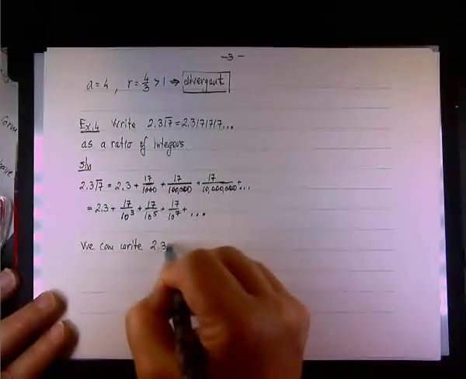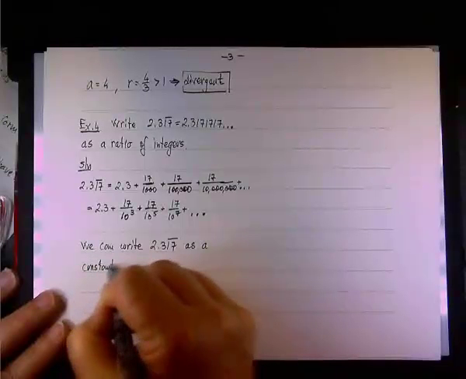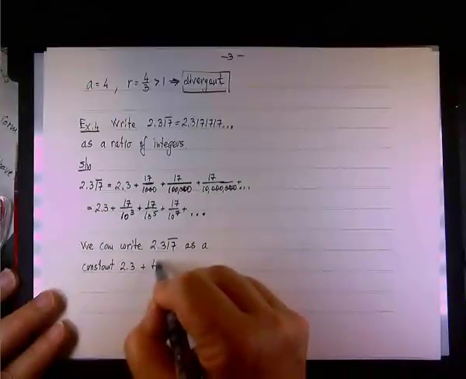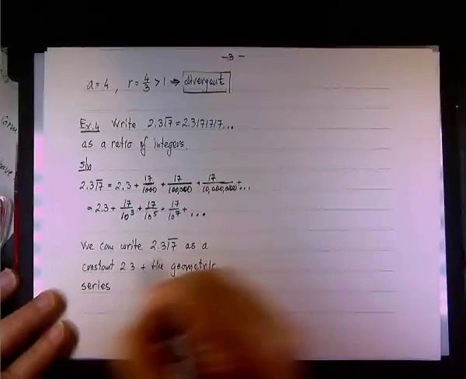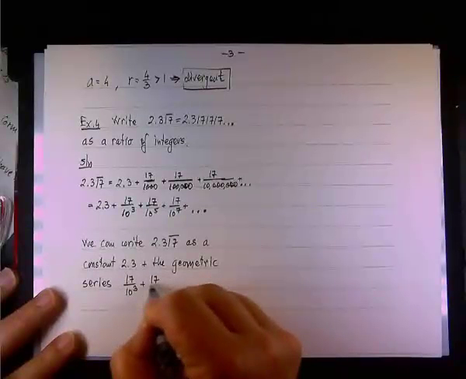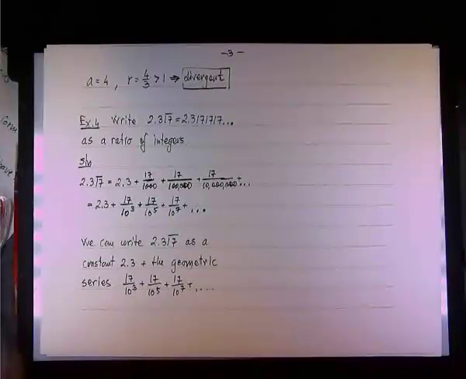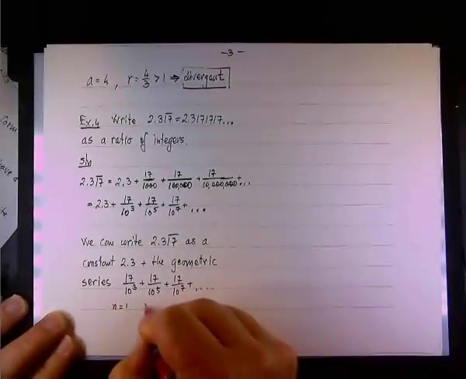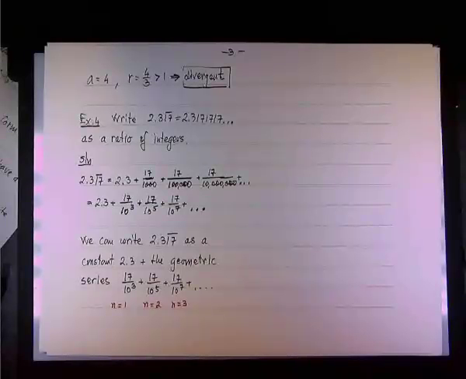So we can write 2.317, where the 17 is repeated, as a constant 2.3 plus the geometric series, and the geometric series, of course, will be what comes after that. So it will be 17 over 10 cubed plus 17 over 10 to the 5th plus 17 over 10 to the 7th, and so on. Okay? To consider this as a geometric series, this is n equals 1, this will be n equals 2, this will be n equals 3, right?